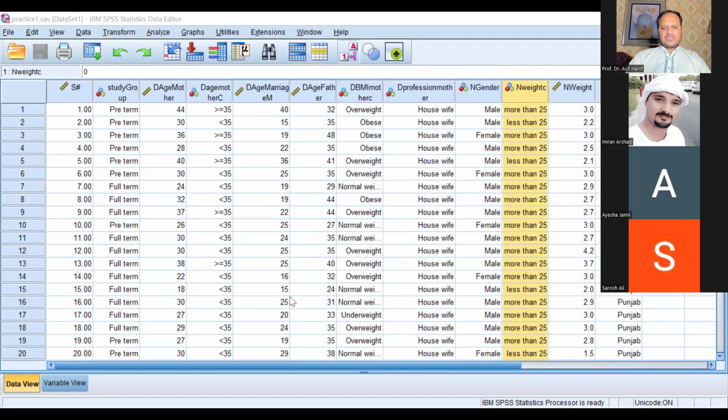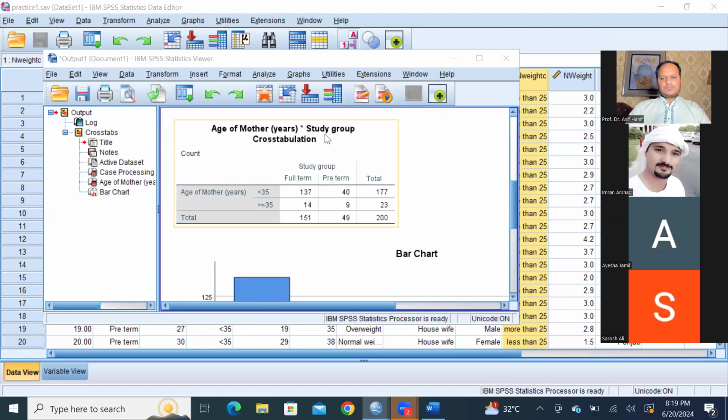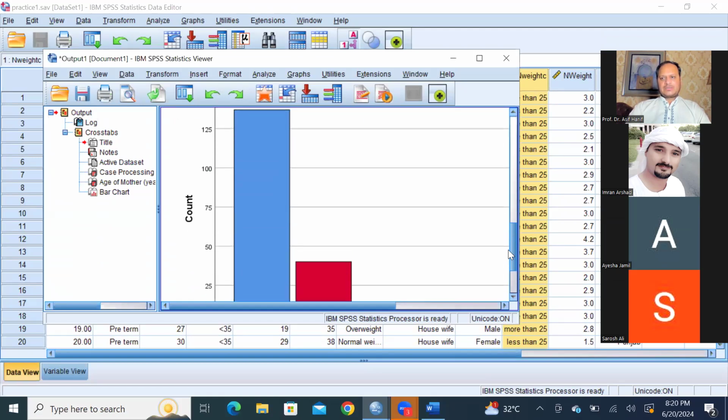Is the output sheet visible? Can you see the 2x2 table, please? Okay. Can you see now? The 2x2 table is given. Okay, thank you. Here is full term, preterm, less than 35, greater than 35. Here is the bar chart.